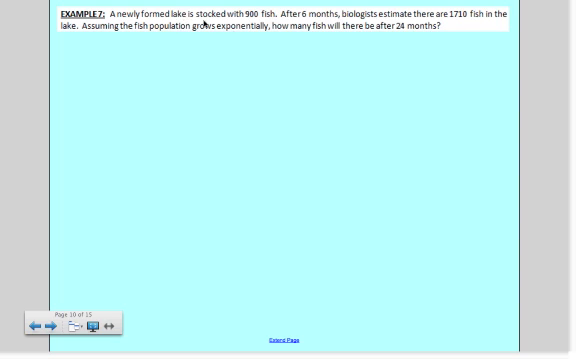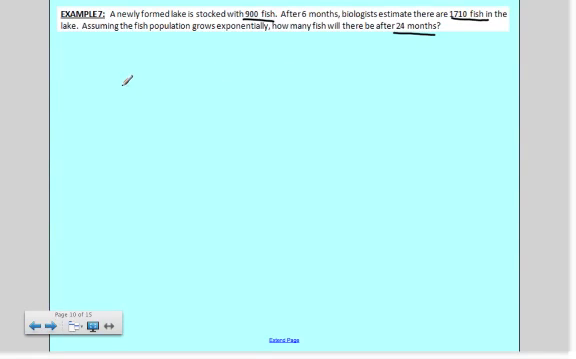Okay, a newly formed lake is stocked with 900 fish. All right, so that's the current amount of fish in the lake. After 6 months, biologists estimate that there are 1,710 fish in the lake. Assuming the fish population grows exponentially, how many fish will there be after 24 months?